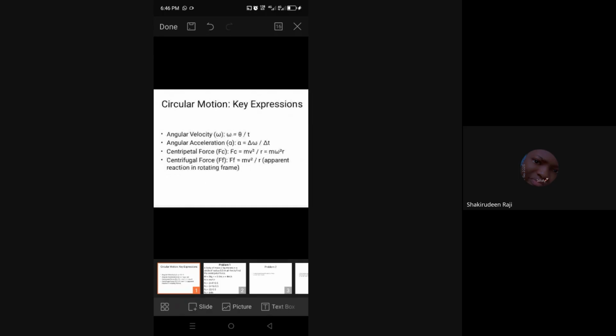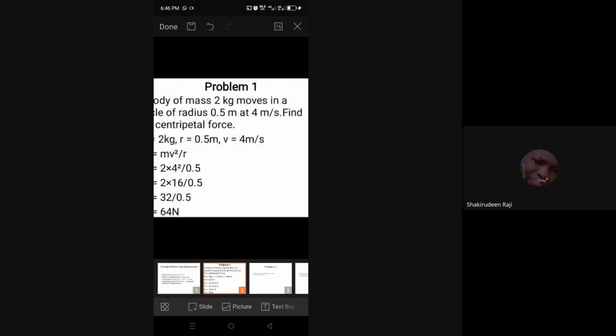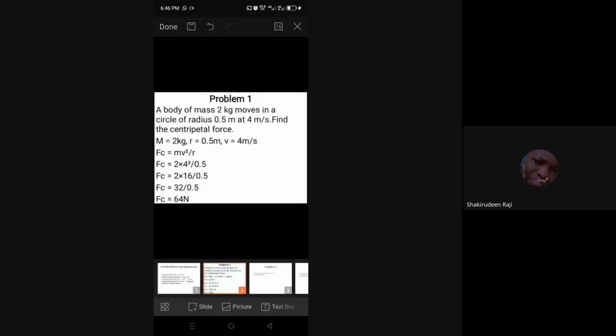Since the question is asking for centripetal force, I come back to the question and I write my formula. My formula is mv square over radius, that is mass times velocity square over radius. What's the mass given in the question? 2 times, what's the velocity? 4 meters per second, right? That is 4 square. Velocity square, 4 square.